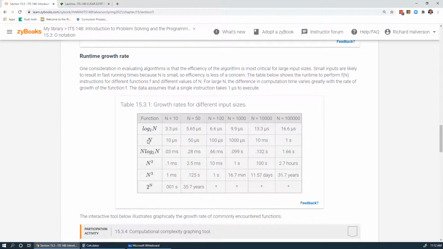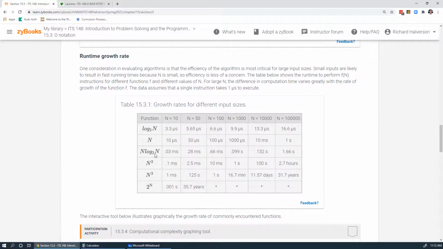If it's n, of course, if you 10 times it, you 10 times it. So it takes 10 microseconds here, and it takes 100 microseconds with 100 of them. For log to the base 2 of n, it's smaller. For 100 of them, it's only twice longer than for 10 of them.